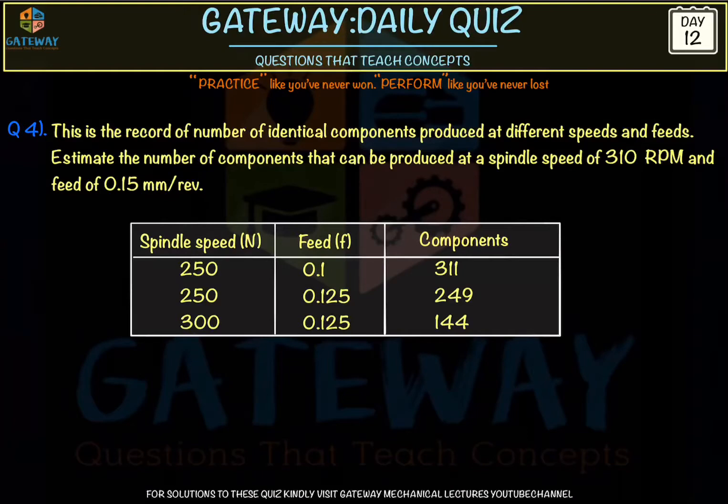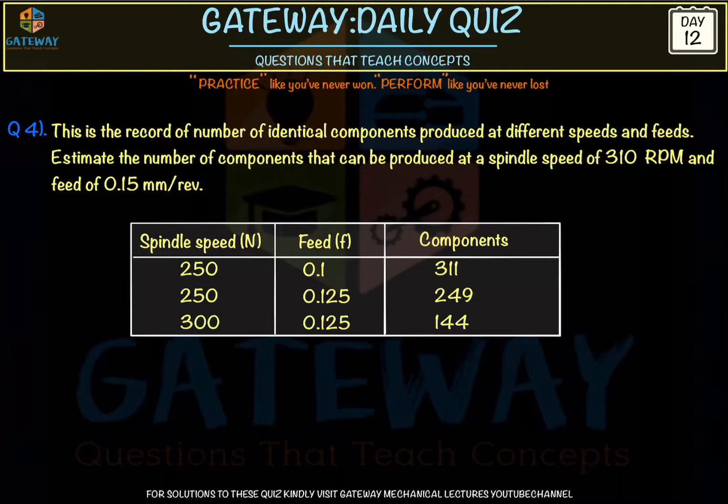This is a record of number of identical components produced at different speeds and feeds. These questions are very common. Whenever you see such type of questions, always remember we need the Taylor's two-life equation here, and that too when feed and depth of cut are not constant. Let's go through the question. Estimate the number of components that can be produced at a spindle speed of 310 rpm and also 0.15 mm per revolution, and the feed was given.